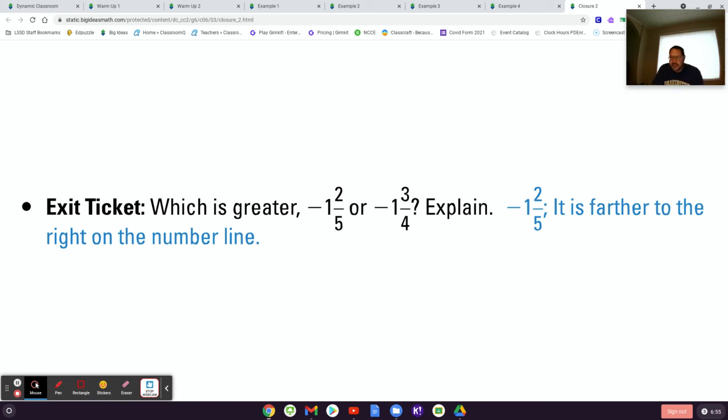Okay, so this is what you'll be doing. Some of you are like, it's going to be painful because there's fractions and there's decimals and they're negative. Okay, don't worry.